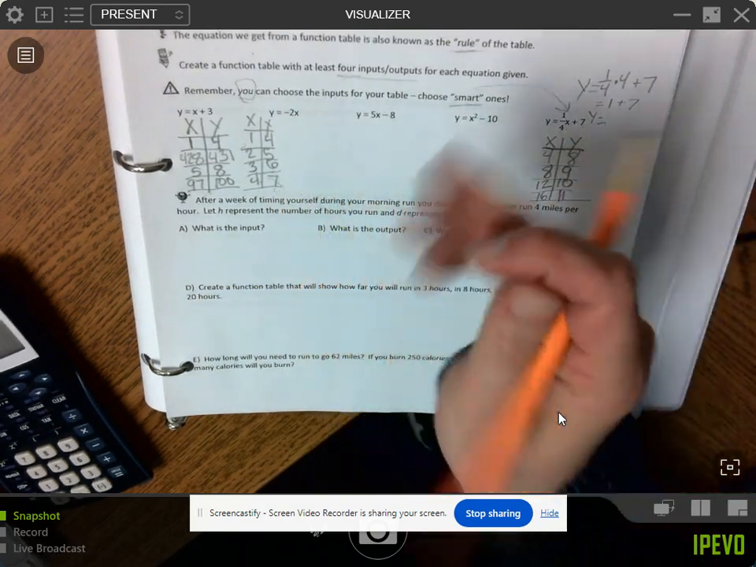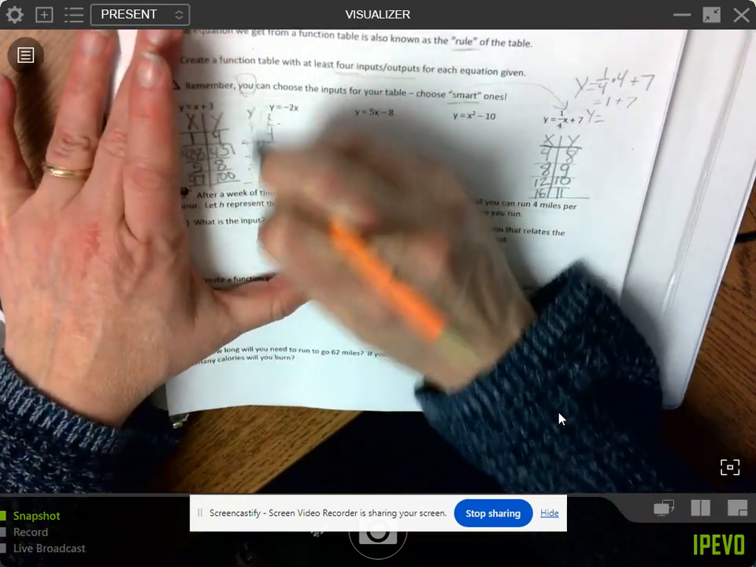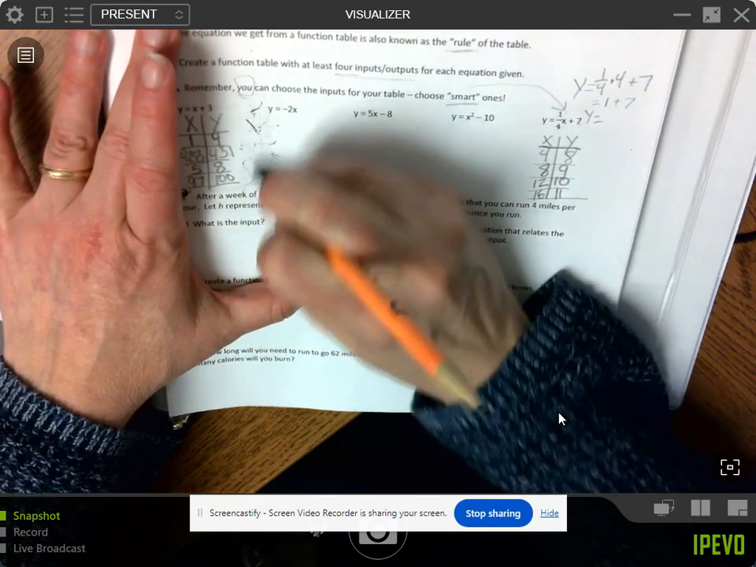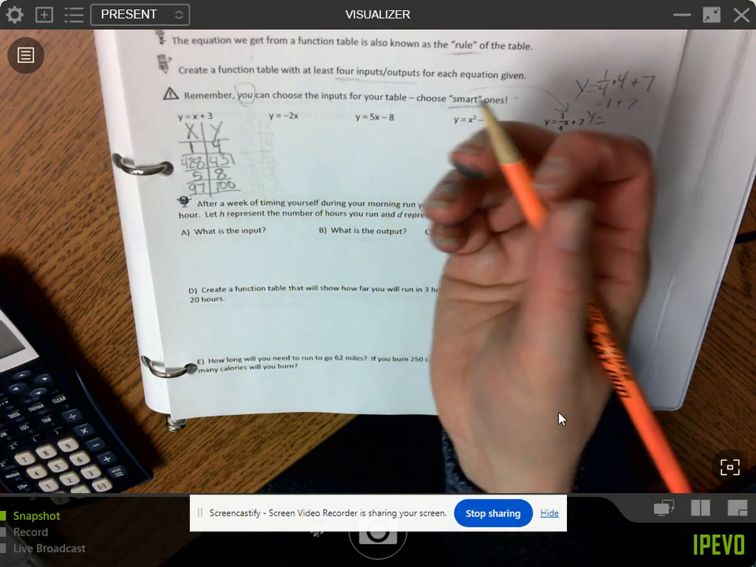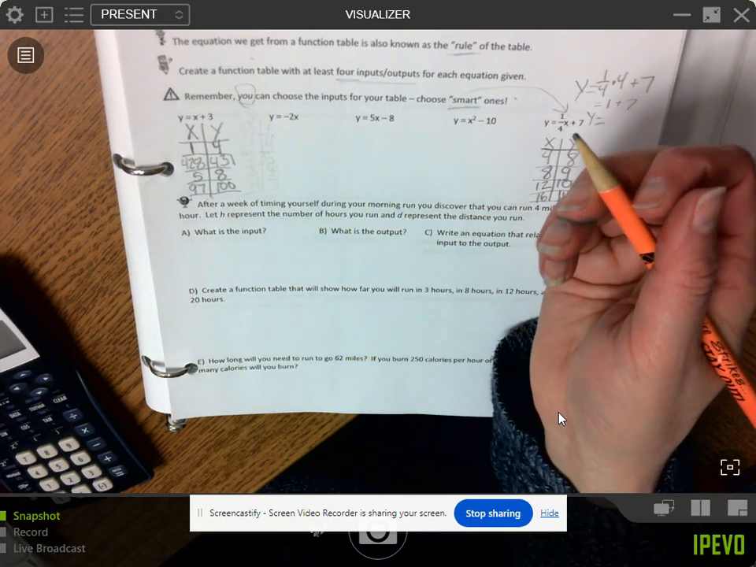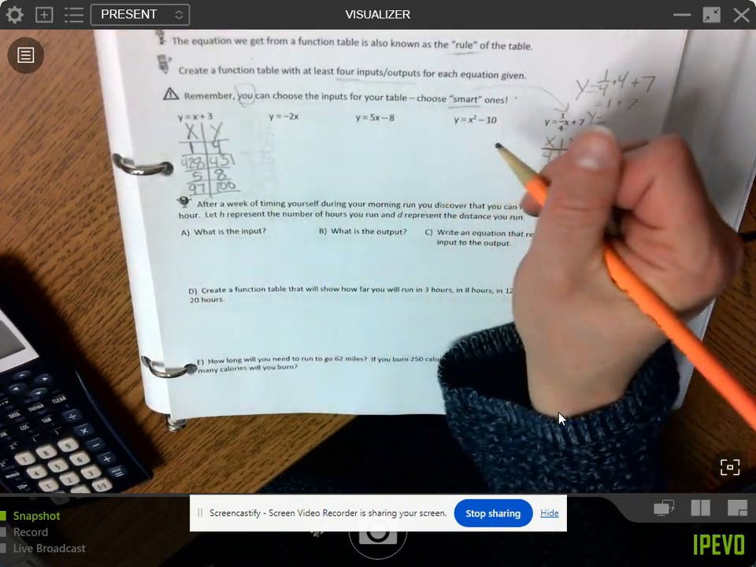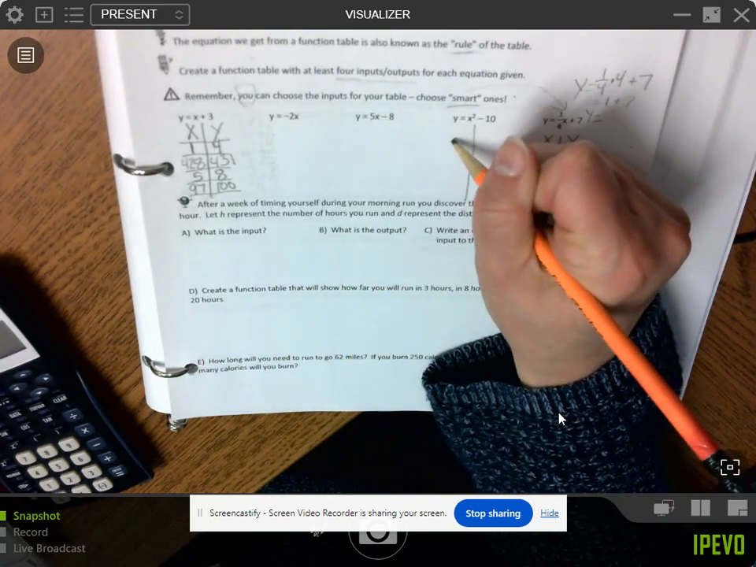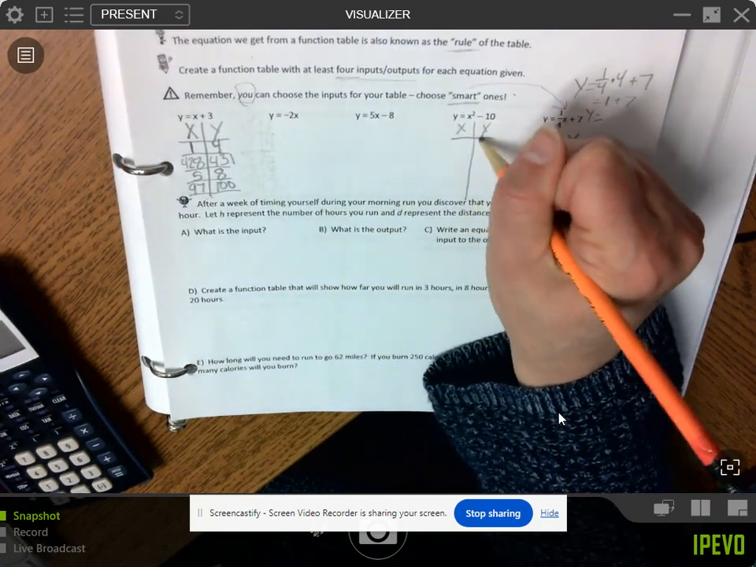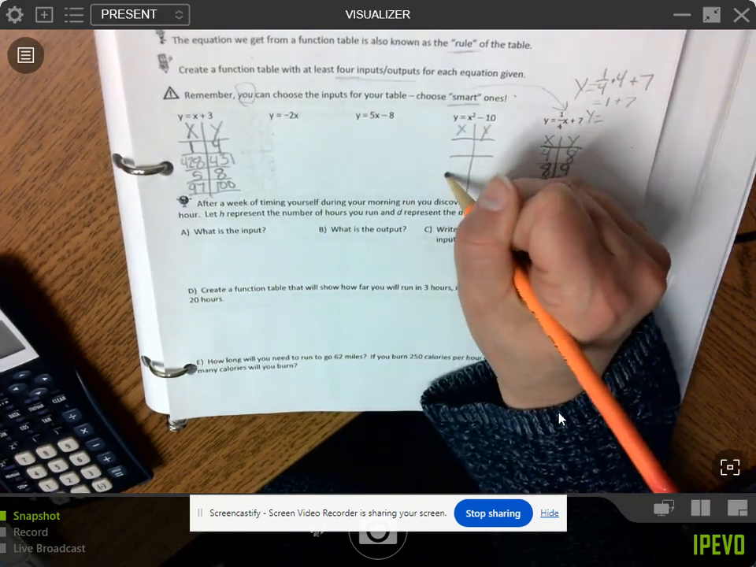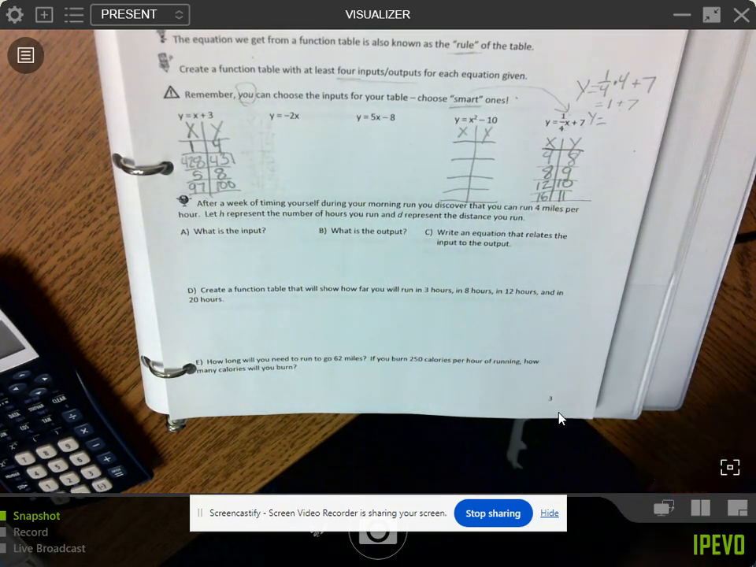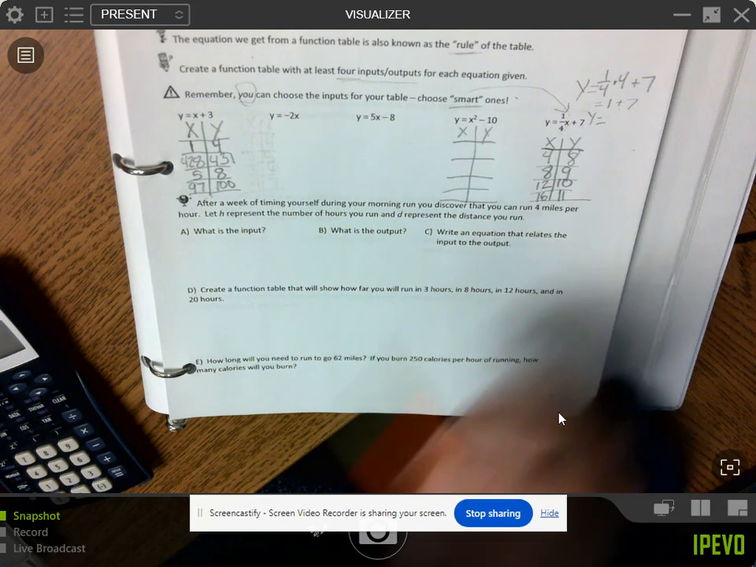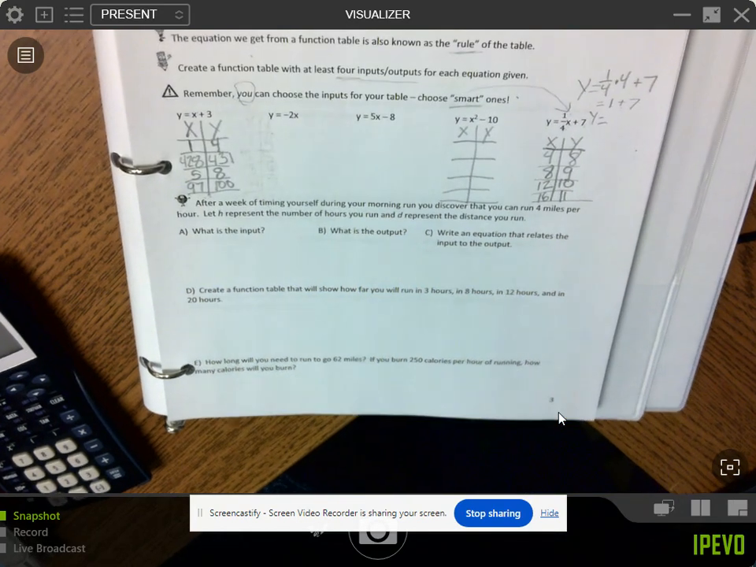I'm going to erase this so I have room. Let's look at this one. If I put in that X and Y, I'm going to make my 4 spots because I need at least 4 inputs. What would be a good number to put in?